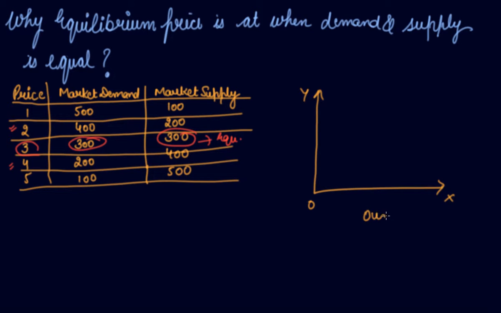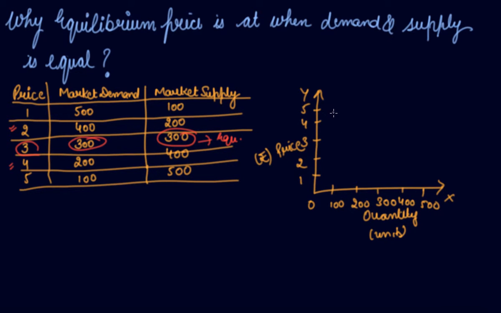Here you take the quantity, here you take the price. In units you take, and rupees you will take. Price is 1, 2, 3, 4 and 5. Your quantity demanded is 100, 200, 300, 400 and 500. Right? This was your demand curve. This was your supply curve. And this was your point of equilibrium, and this was your equilibrium quantity.